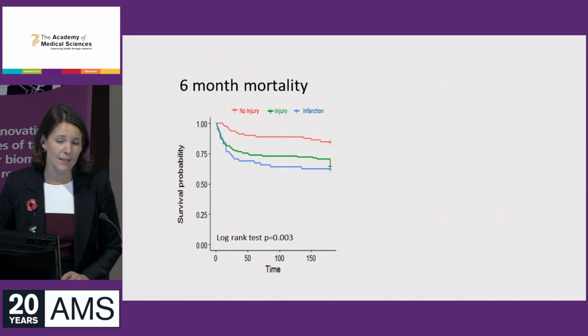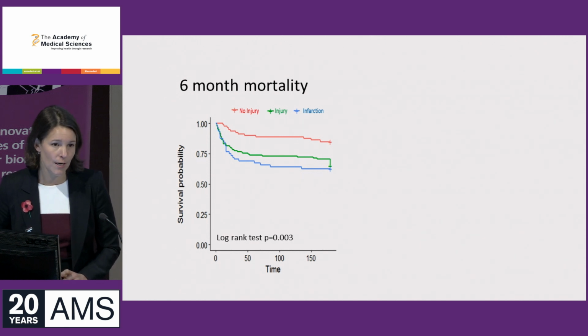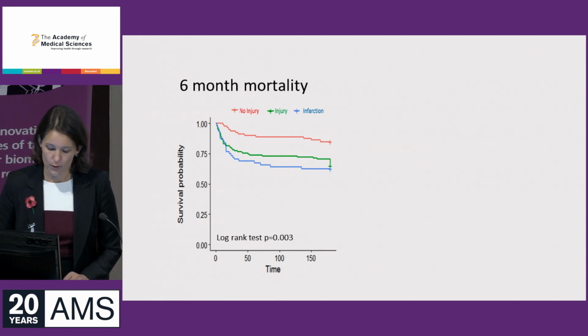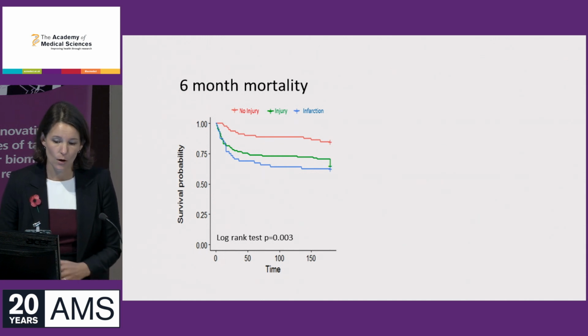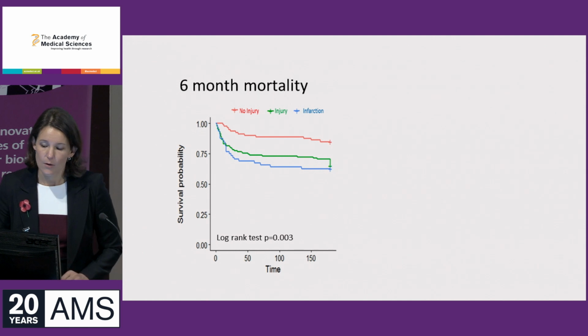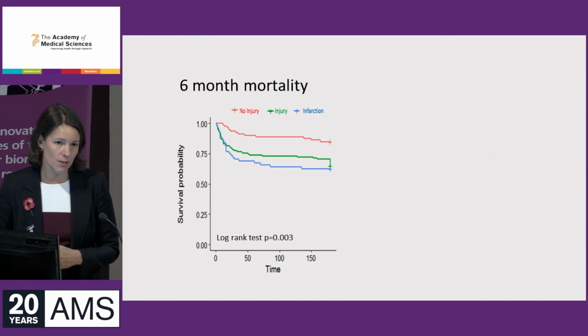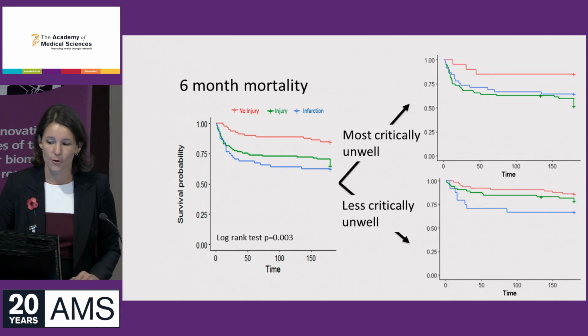And there was a statistically significant difference between no injury, injury, and infarction, with lowest survival in infarction and highest survival in no injury. So we looked at this further by dividing the patients by 2 into the most sick and the least critically unwell groups.